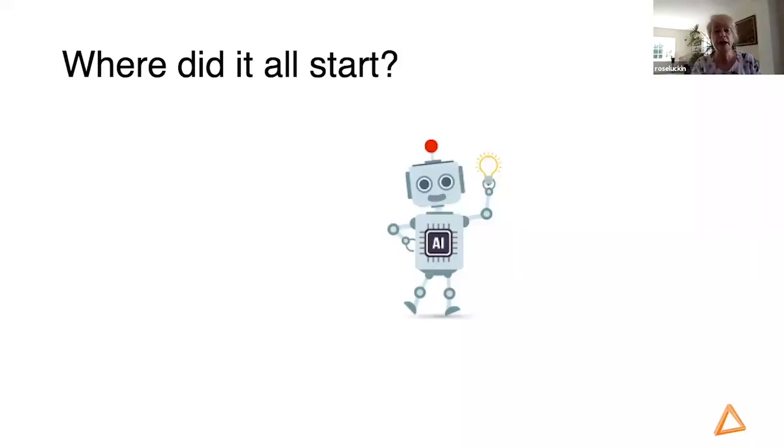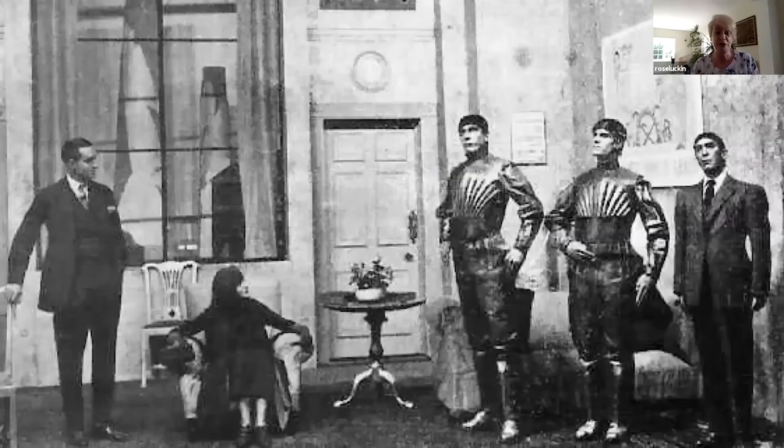But where did it all start? Well, robots and AI are often considered in the same sentence or even thought to be synonymous. Now, of course, they're not. Not all robots use AI and not all AI is robots. But I thought I'd look to see where robots started from, where the word came from.